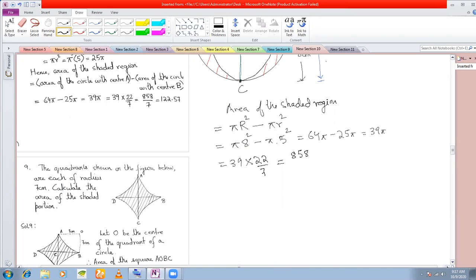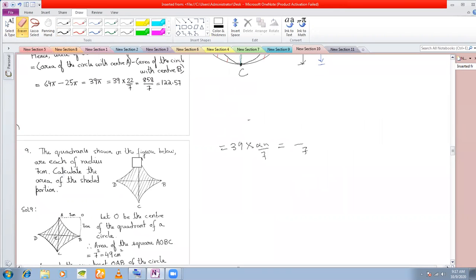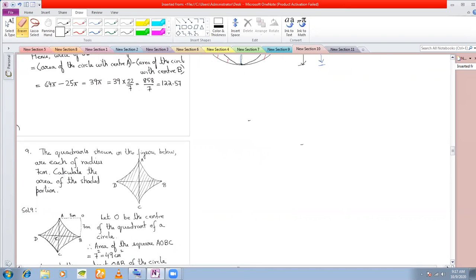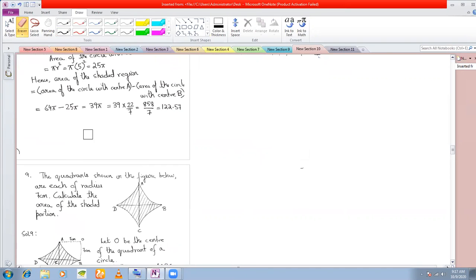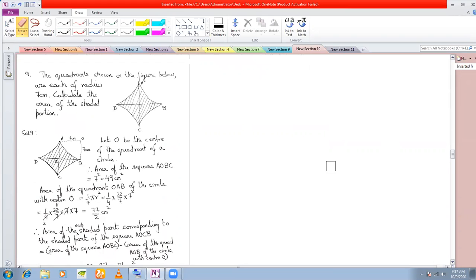So 858 divided by 7. You multiply and then you divide to get 122.57 centimeter square. So this is what the area of the shaded region is. This is a fairly simple problem in that sense. Let us do the next one.